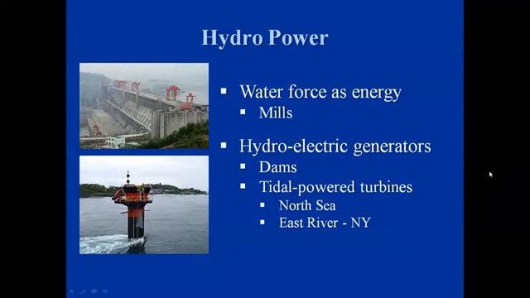Now these are actually utilizing the current flows, generally in and out of a river or in and out of some type of an inlet. They use these in the North Sea off of Scotland. There's an experimental one in the East River in New York City as well. And again, there are subsurface turbines that actually spin as the current goes in one direction or another, and those drive a generator which produces the electricity.